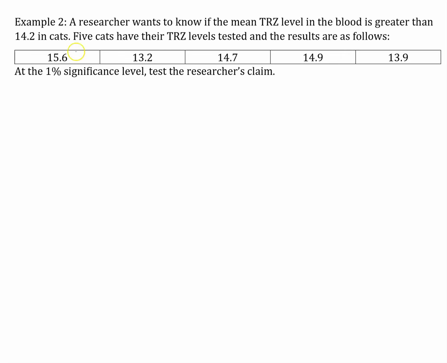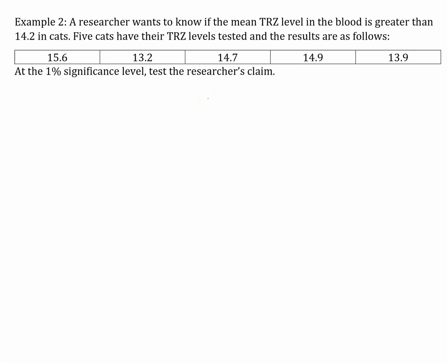In example 2, we have that a researcher wants to know if the mean TRZ level in the blood is greater than 14.2 in cats. 5 cats have their TRZ levels tested, and the results are as follows. So we have 5 different numbers here representing the TRZ levels in 5 different cats. At the 1% significance level, test the researcher's claim.